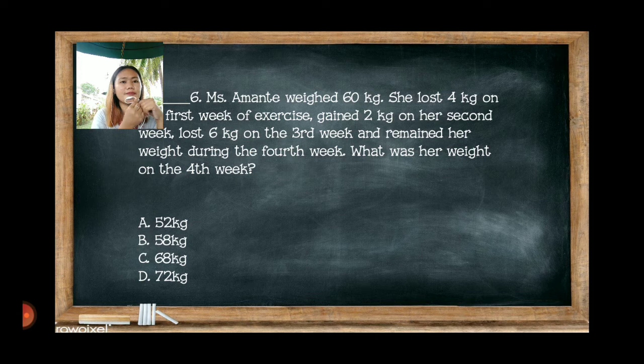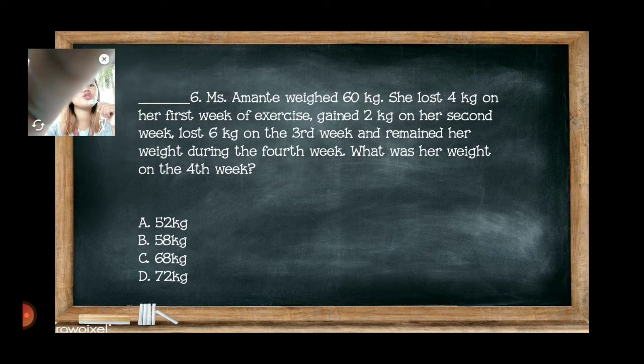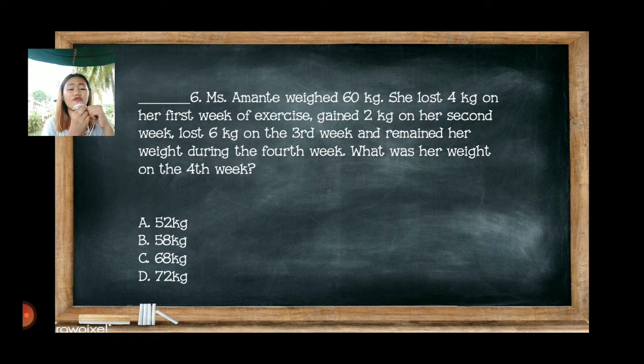Okay. Miss Amante weighed 60 kilograms. She lost 4 kilograms in her first week of exercise, gained 2 kilograms in her second week, lost 6 kilograms in the third week, and remained at her weight during the fourth week. So, what was her weight on the fourth week? A, 52 kilograms, B, 58, C, 68, and D, 72. So, let's find out how many kilograms Miss Amante is. The answer would be letter A.